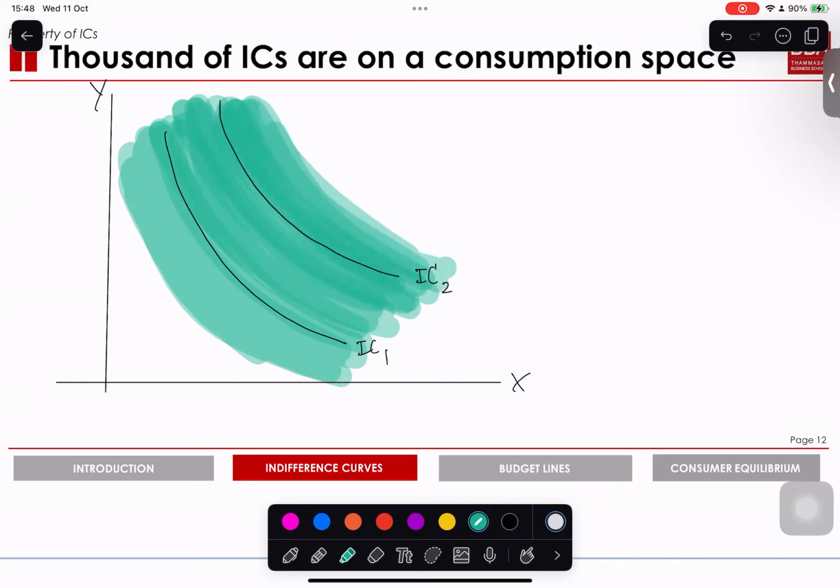Here, a family of indifferent curves, thousands. We just select two to show. Actually, there are so many, lined up like this, next to each other, like this. We call it a family of indifferent curves. We call it an indifferent map.